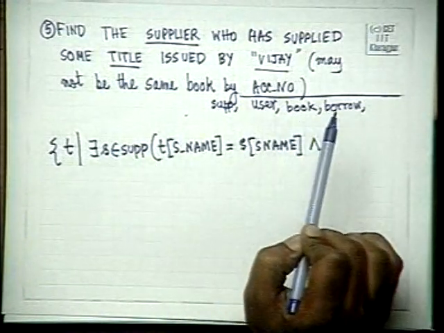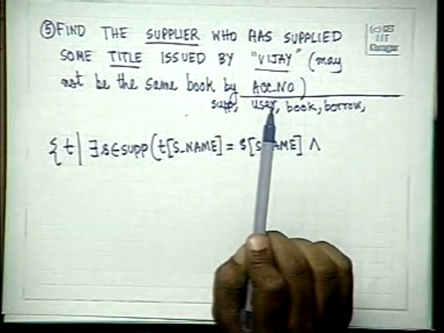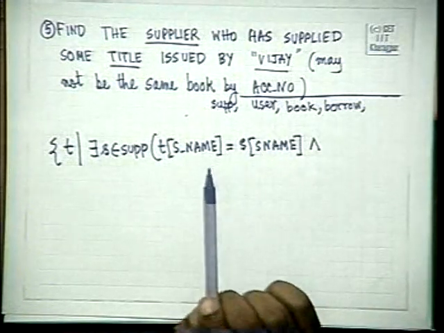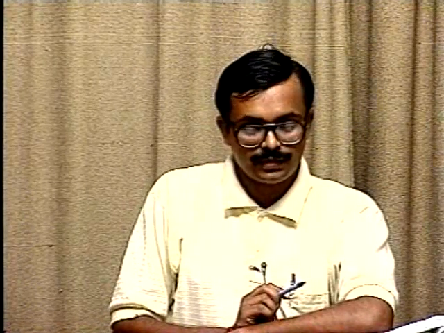Now, Vijay will issue a particular book. That book will have an accession number and a title. There may be another book with the same title, and that accession number of that book, the second book which has the same title, may have been supplied by this supplier. So this will use all the 4 and will use book twice. The advantage, however, is that you get a logical idea of what you are doing, and the order in which you do it does not matter so much.